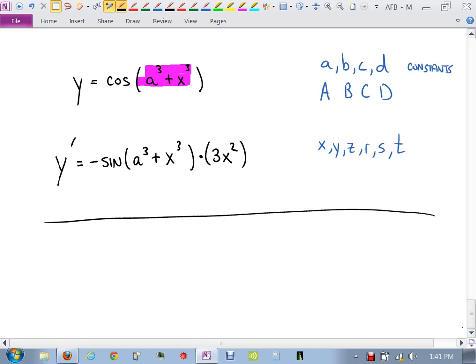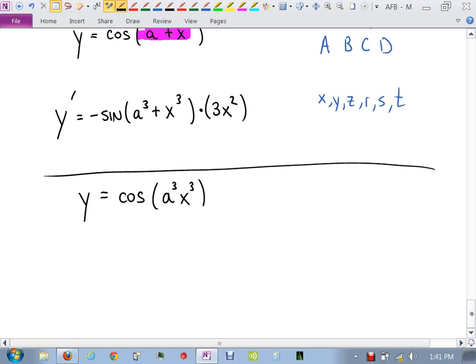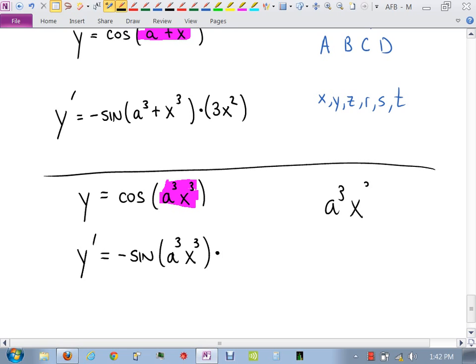Now, check this out. If I change this problem, I want to see how you handle it. What about if y is equal to cosine of a cubed x cubed? So instead of addition, I have multiplication inside. So let's go through this. Y prime equals, again, we have cosine of purple, right? Derivative of cosine purple is negative sine purple times the derivative of purple. So let me take the a cubed x cubed over here. I want the derivative of that, don't I?